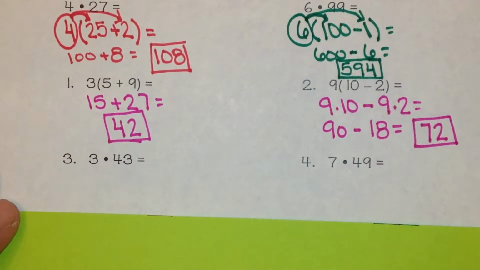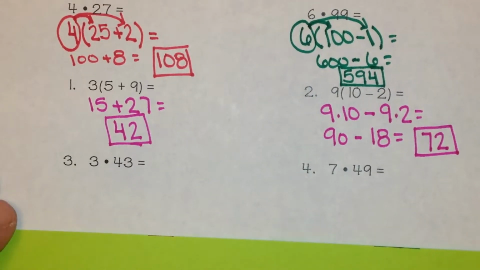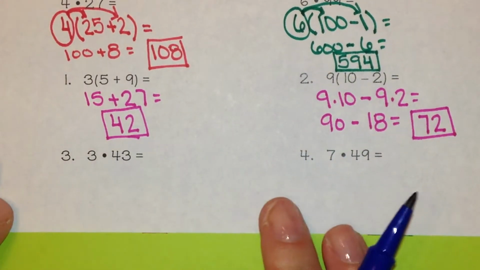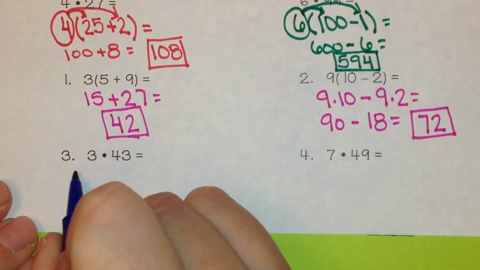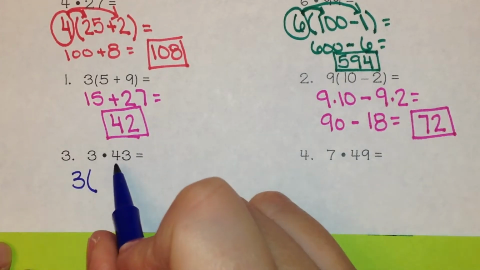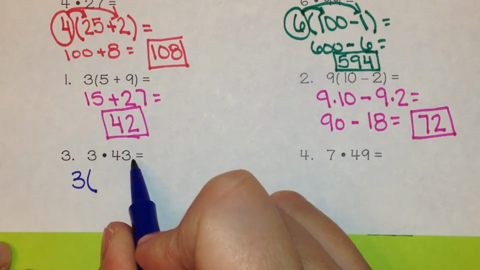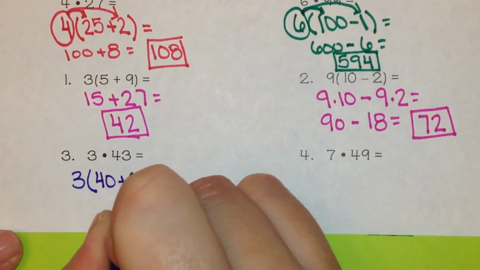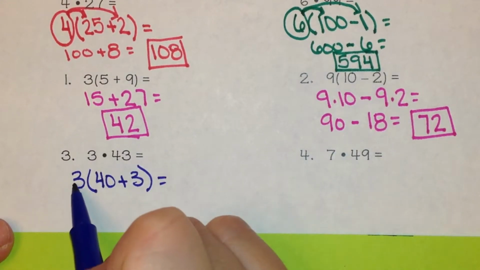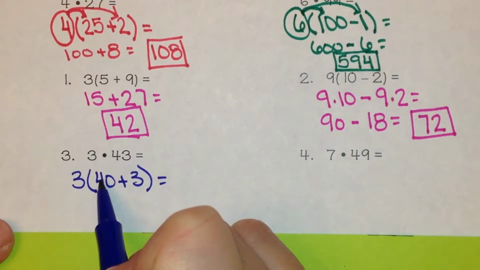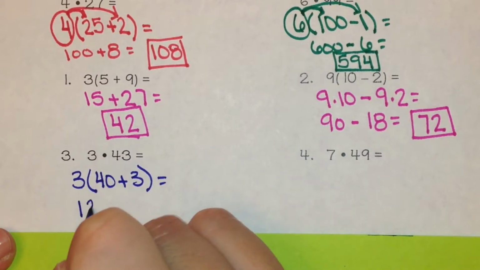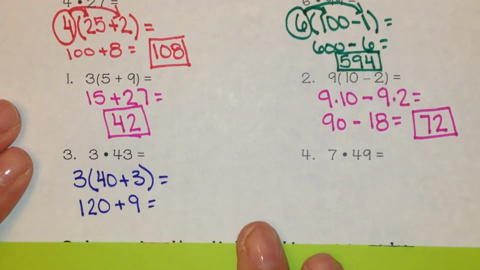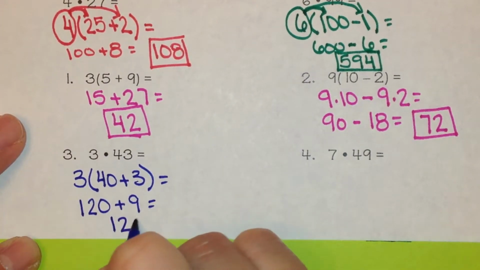All right, then the next two are ones that I can rewrite. You can really pick any numbers to change it into. I can do 40 plus 3. I could do 50 minus 7, but I'm going to do 40 plus 3. Well, I know 3 times 4 is 12, so then I just add a 0 on to the end, so 120 plus 3 times 3 is 9, and 120 plus 9 is 129.